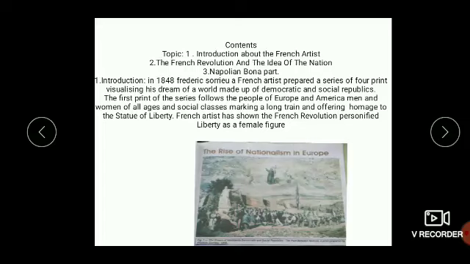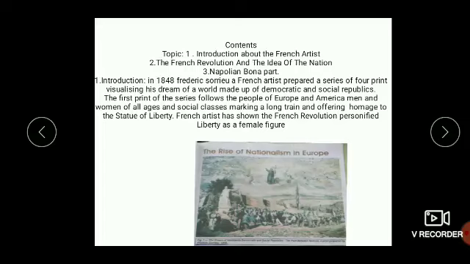Napoleon Bonaparte. First, introduction. In 1848, Frederic Sorrieu, a French artist, prepared a series of four prints visualizing his dream of a world made up of democratic and social republics. The first print of the series shows the people of Europe and America, men and women of all ages and social classes, making a long train and offering homage to the Statue of Liberty.